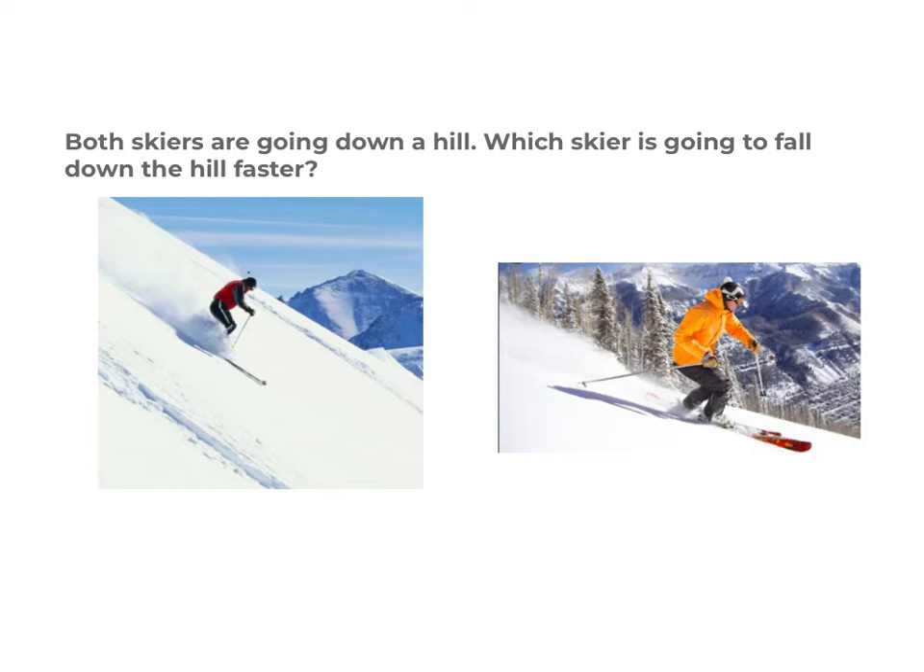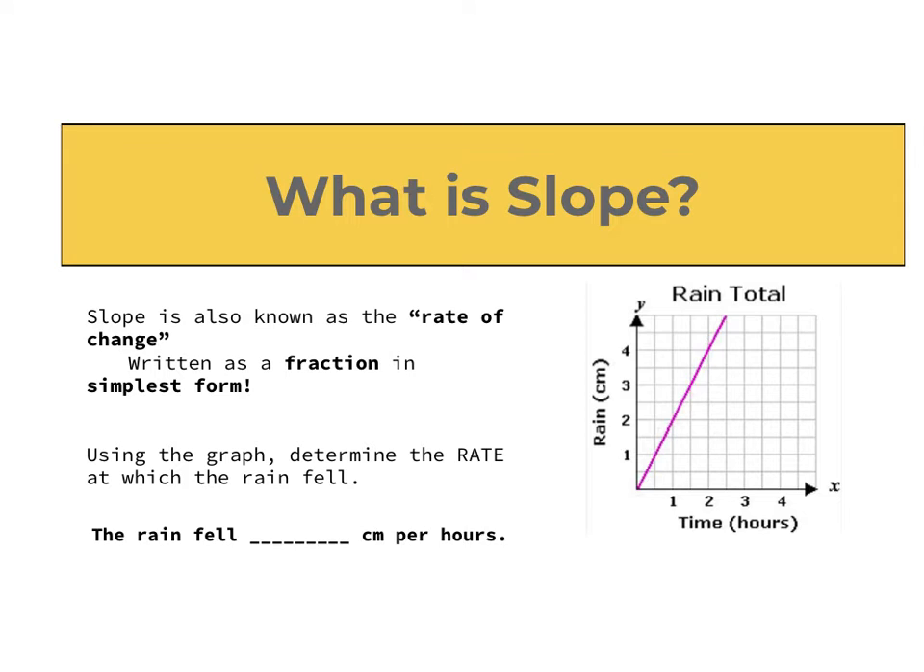Both skiers are going down a hill. Which skier is going to fall down the hill faster? Slope is also known as the rate of change, written as a fraction in simplest form.